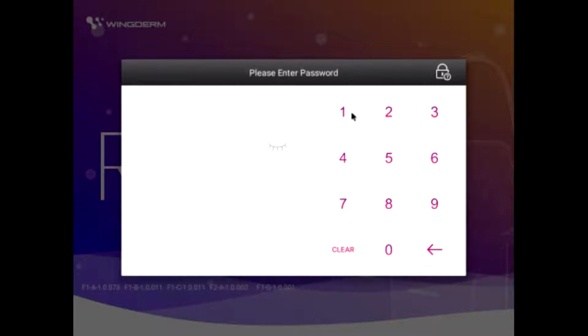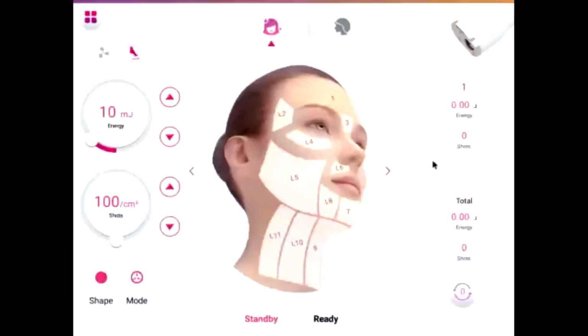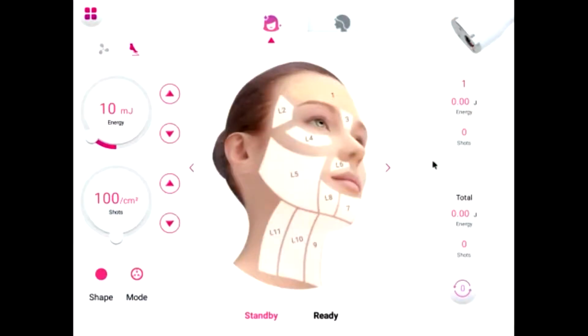The default password for the system is 123456, and you can modify it yourself. Okay, now we have entered the operation system interface. All the adjustable parameters are on the left. Here is the energy, which means the single laser pulse. The maximum of the energy is 70 ampere.